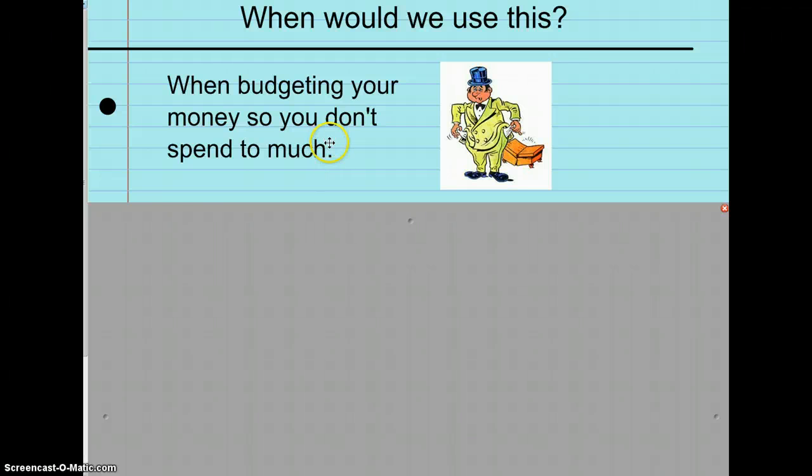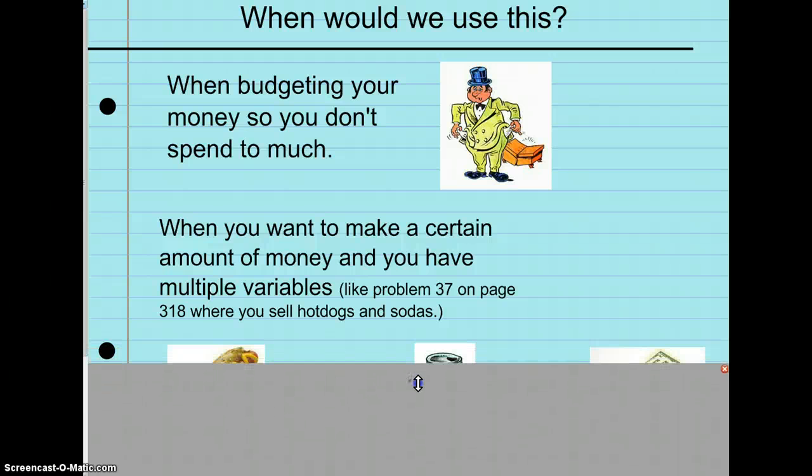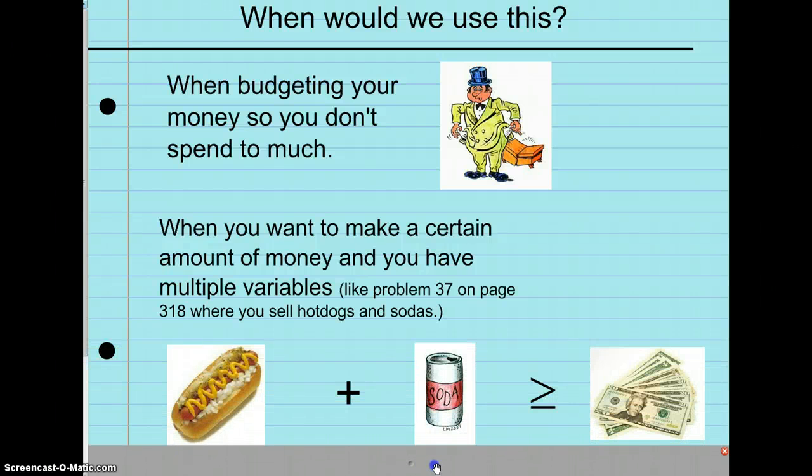When would we ever use this? You don't have to write this down, but one way you might want to use this is if you're ever budgeting so you don't spend too much money. For example, maybe you're planning a trip and you want to make a certain amount of money and you're selling multiple different items. Each item has a different coefficient, a different cost, and you have to figure out how much you will sell in total to make at least, this is the at least symbol, the amount of money you want.